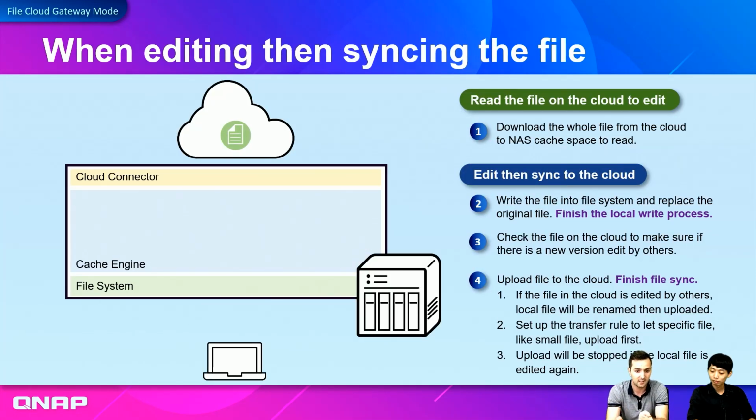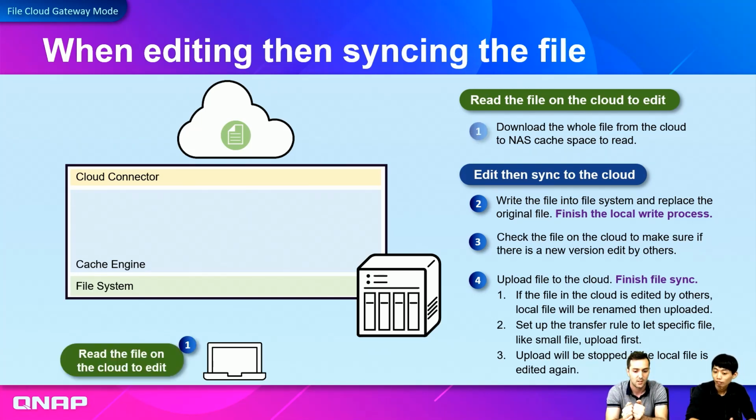So when editing and then syncing the files, this is a little bit different, right? Here we have a file system first, the cache engine and the cloud connector again. To read the file on the cloud to edit it, first we download the whole file from the cloud to the NAS cache space. So first we need to download the file so that we can open it. Yes, we need to download a complete file.